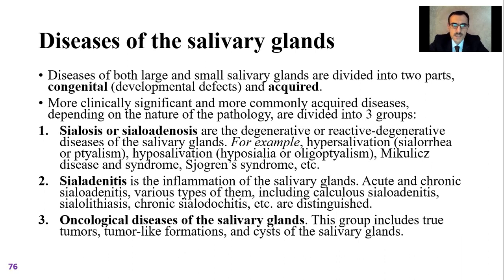The second group is sialadenitis, the inflammation of the salivary glands. Acute and chronic sialadenitis and various types of them, including calculous sialadenitis, sialolithiasis, chronic sialadenitis, etc., are distinguished. And finally, oncological diseases of the salivary glands. That group includes the true tumors, tumor-like formations, and cysts of the salivary glands.